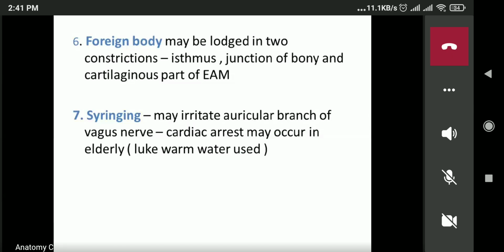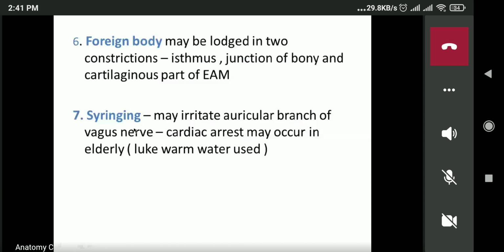Now, as I said, there are two constrictions in the external auditory meatus. One is at the junction of the bony and the cartilaginous part, and the other is at the isthmus, which is 2 cm deep to the concha. So at these two constricted parts, there are chances of a foreign body getting lodged.